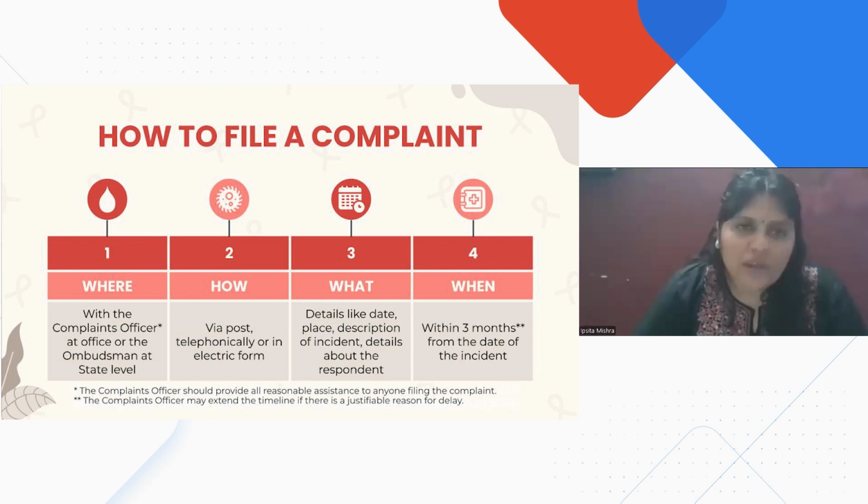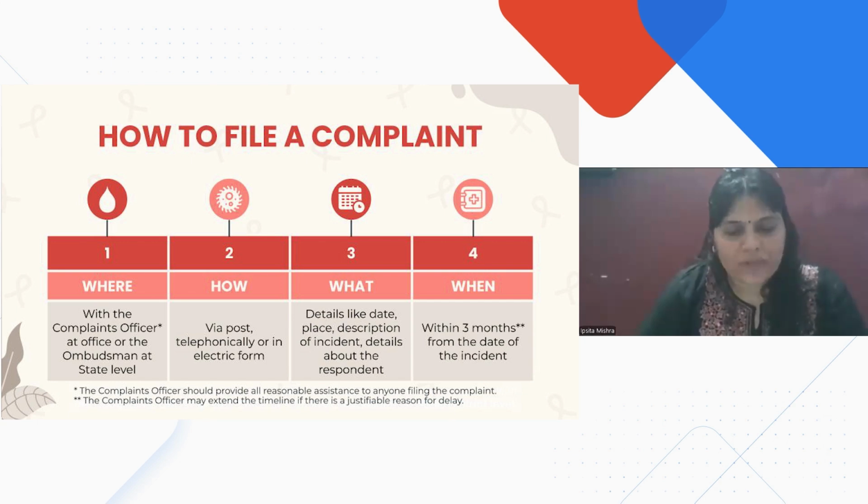Second thing, how do you file the complaint? There are different means. If I'm not comfortable discussing or disclosing my HIV status, I can complain by writing a letter and sending it via post. I can also write an email. I can also make a telephone call or use any electronic form. So these are the different modes of filing the complaint.